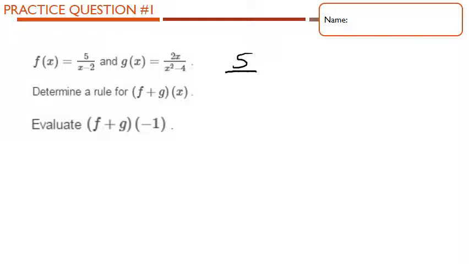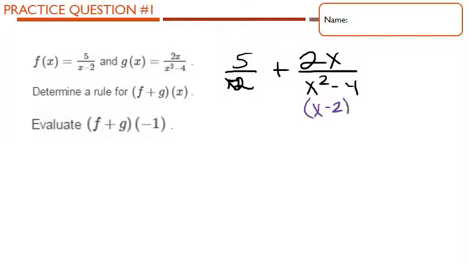So we have 5 over x minus 2, plus 2x over x squared minus 4. Now, we are adding fractions, so we have to get a common denominator here. So let's factor this x squared minus 4. This is a difference of squares. So this factors out to x minus 2 and x plus 2.